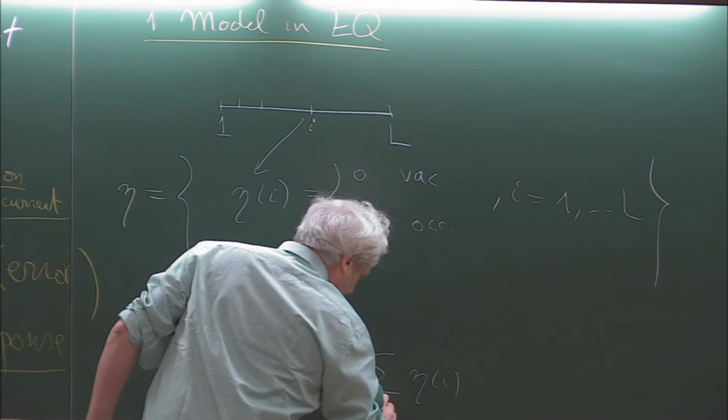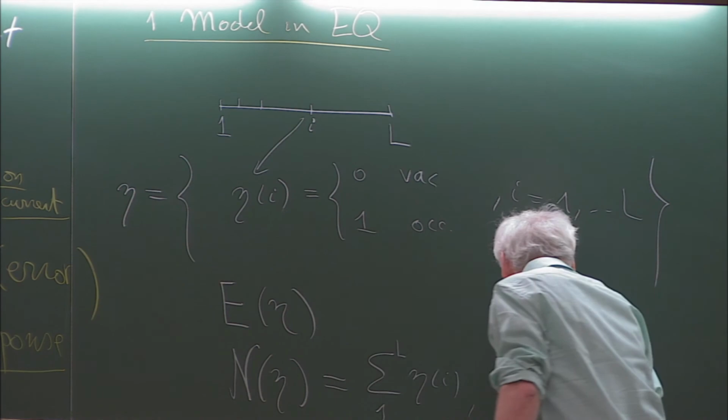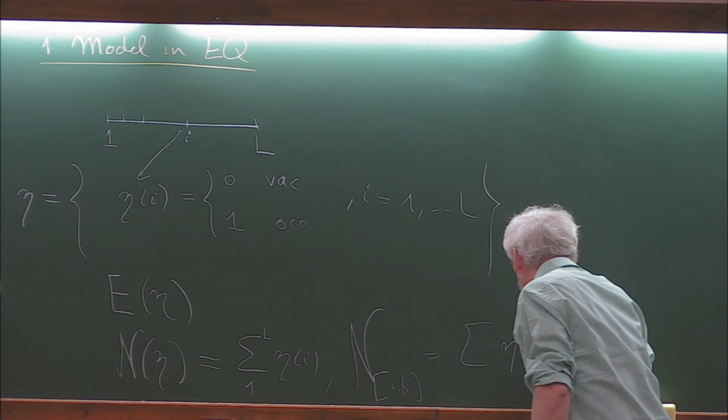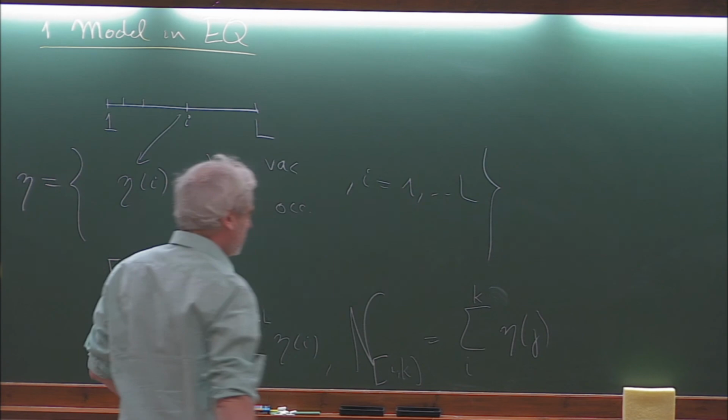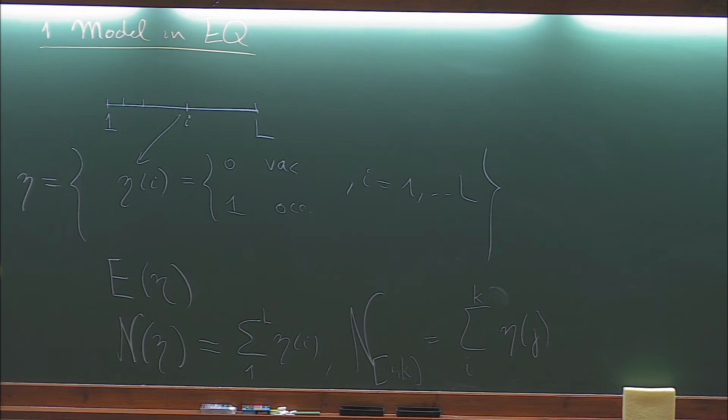We can also speak about the number of particles, say, in a lattice interval going from I to K, and that would be the sum of particles, say, between I and K minus 1, or K, I don't know. Okay, maybe also K if I include K. So that would be the number of particles in that lattice interval. That's all very clear. Now, the energy, that is not something that follows directly from the configuration, right?